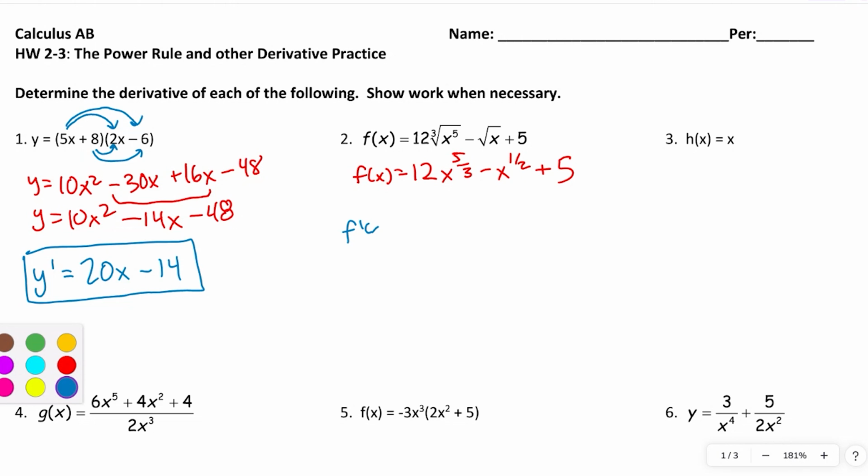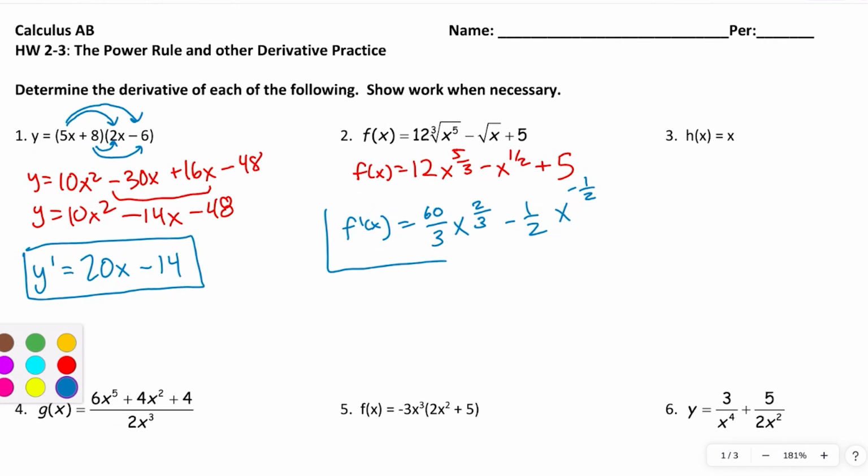So f prime is going to be 12 times 5 is 60/3 x to the power of, let's see, 5 minus 3 would be 2, so 2/3 minus 1/2 times x to the power of negative 1/2, and then the derivative of a constant is 0, so we're just going to leave it at that.